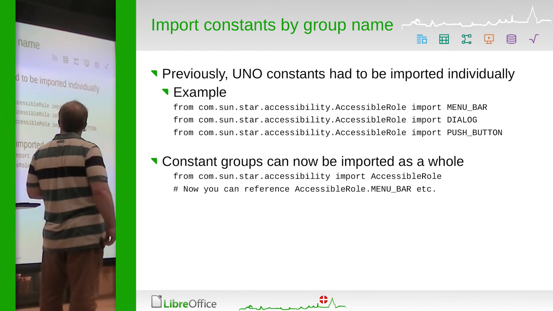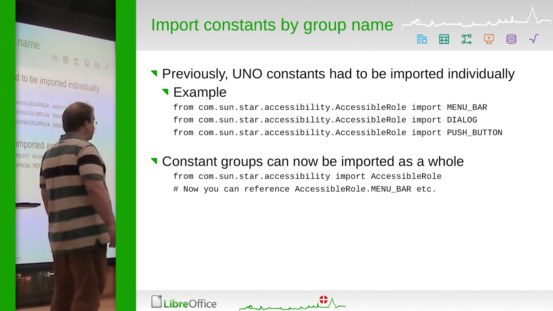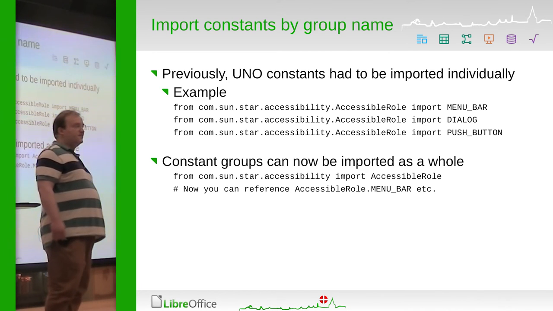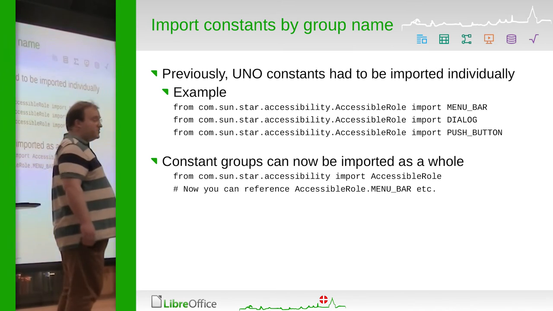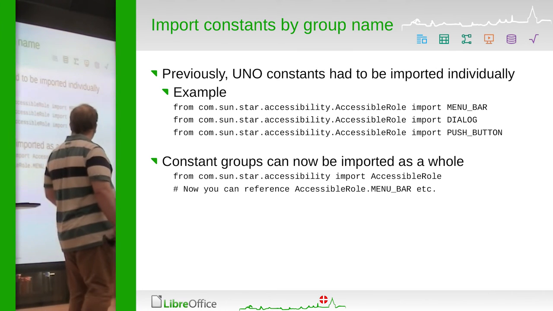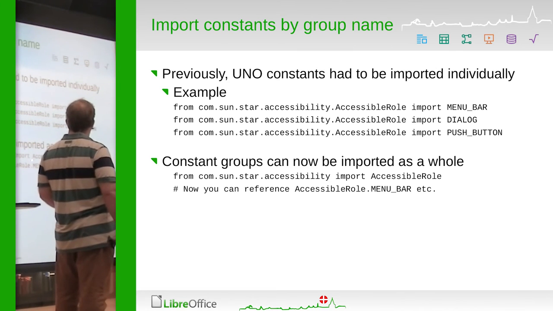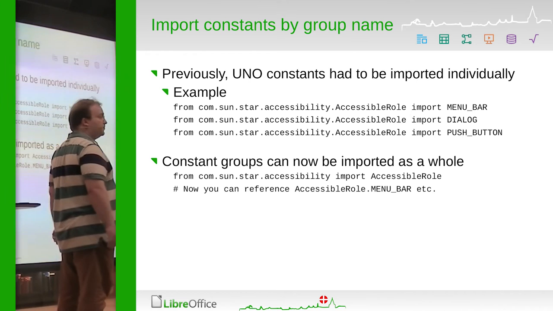Small tidy up. There wasn't previously a way to import a whole constant group. As I was working on my user interface testing work, I realized that would be a nice thing to have. So now we can simply import a whole constant group by name and then refer to its members like an object member.